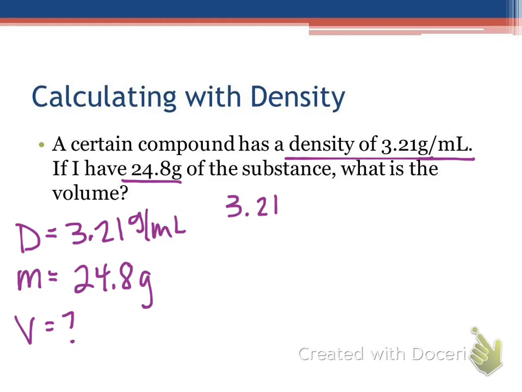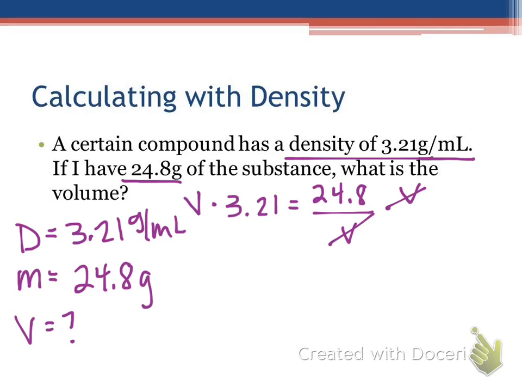3.21 equals 24.8 divided by volume. Okay, so here I have a variable on the bottom or in the denominator of my problem. What do I need to do to get it by itself? What do I need to do to solve for V here? Right, I need to multiply it by V on both sides. Are we on the same page here so far?